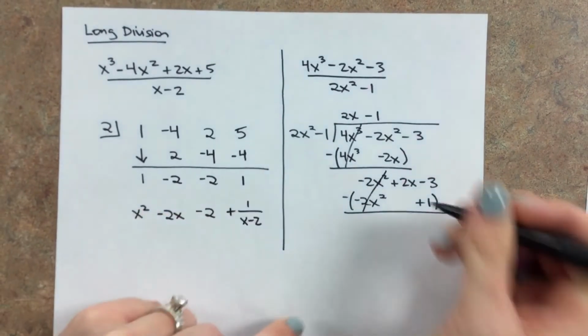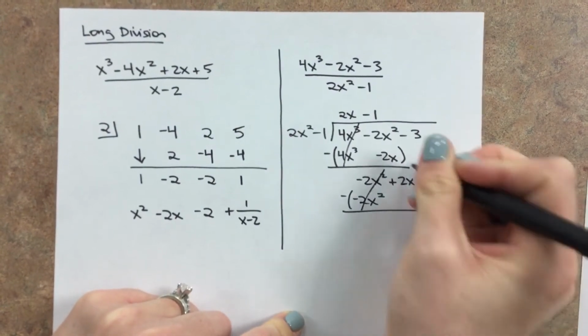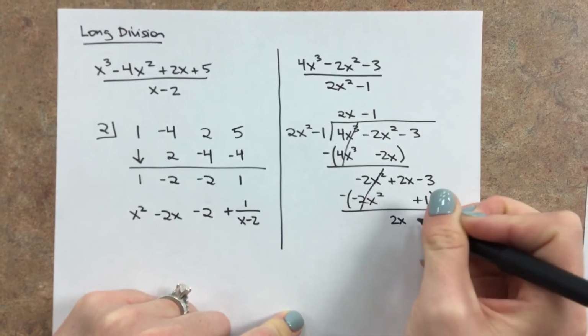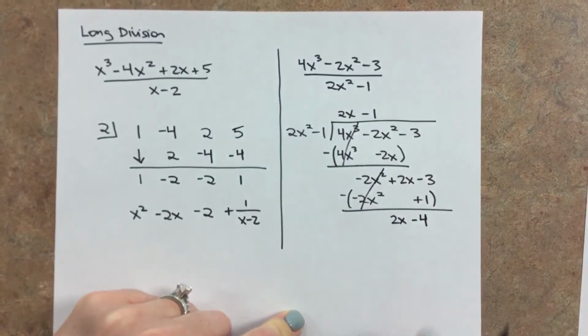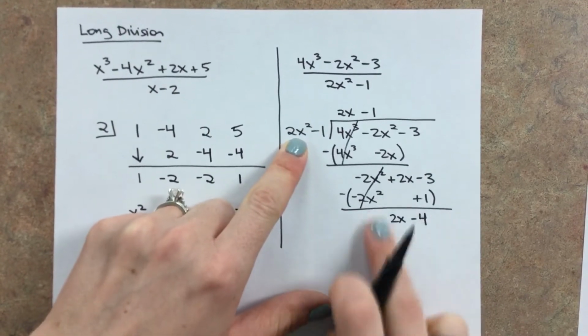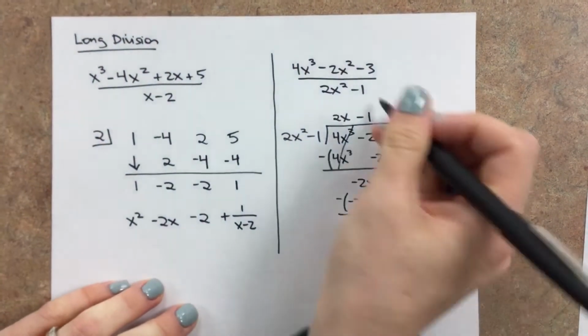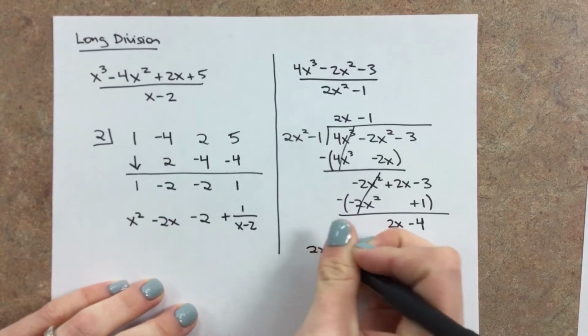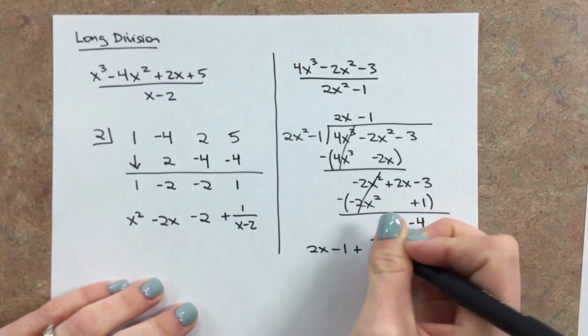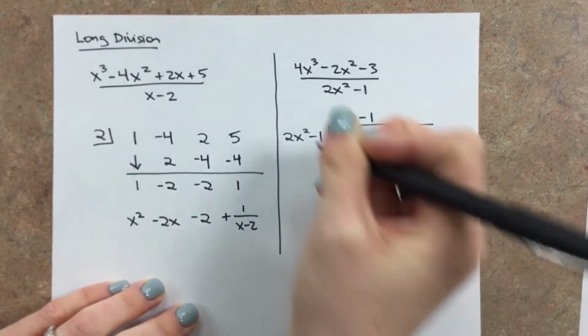So these cancel. This just kind of moves right down because there's nothing to subtract. There are no like terms. And then we have -3 minus 1, so that's a -4. This does not divide into this anymore. This is too big, so that's how I know this is my remainder. So my answer here, I take the 2x minus 1 from up at the top, plus, and then this is my remainder over my divisor.